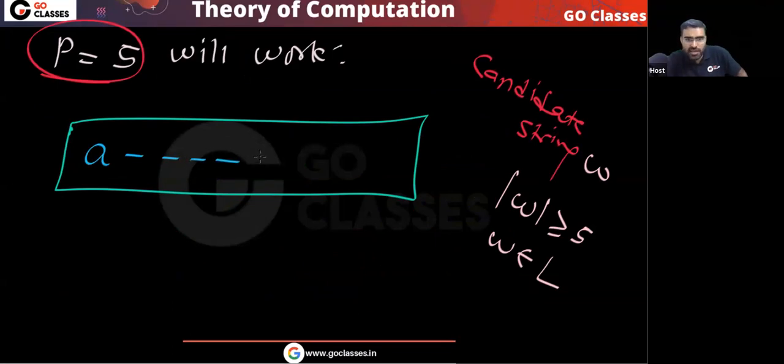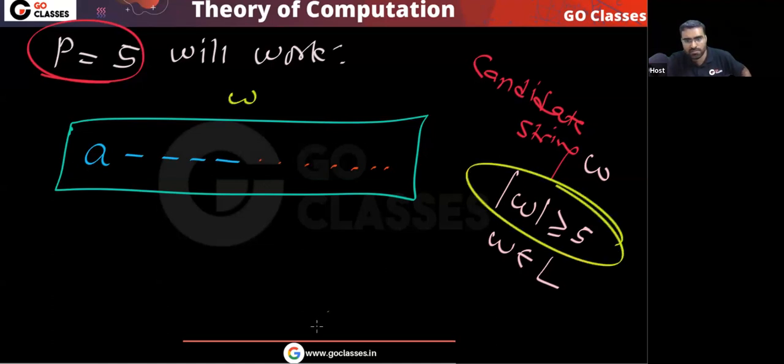Now this is your candidate string. Do you agree with me that this is your candidate string now? Now your candidate string has length greater than or equal to 5. Now tell me, which y will work? Can I say the same y will work which is working for p equal to 4?